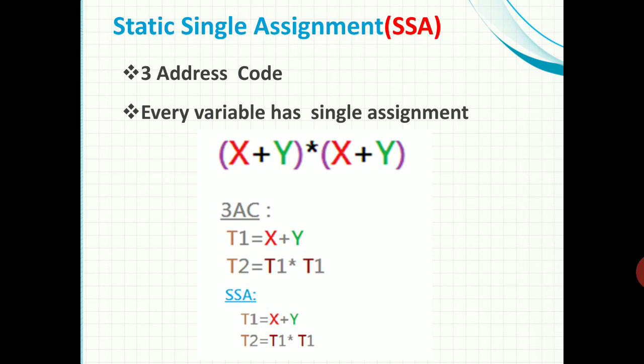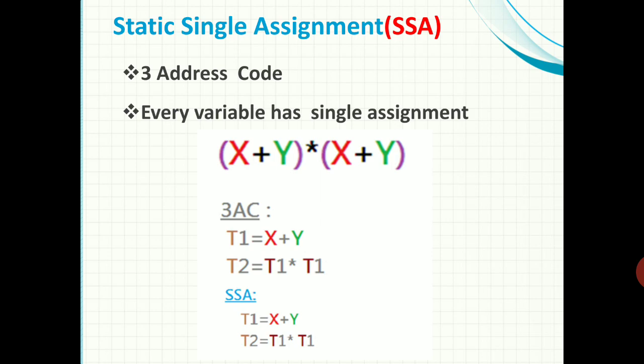This is a more compact 3-address code representation. That is, we are adding some restrictions here. We are going to insert the restriction that every variable has a single assignment only. For that we are taking the same example, x plus y star x plus y. Then to convert it to static single assignment, we have to first convert it into the 3 address code. You already know how to convert the particular expression to 3 address code.